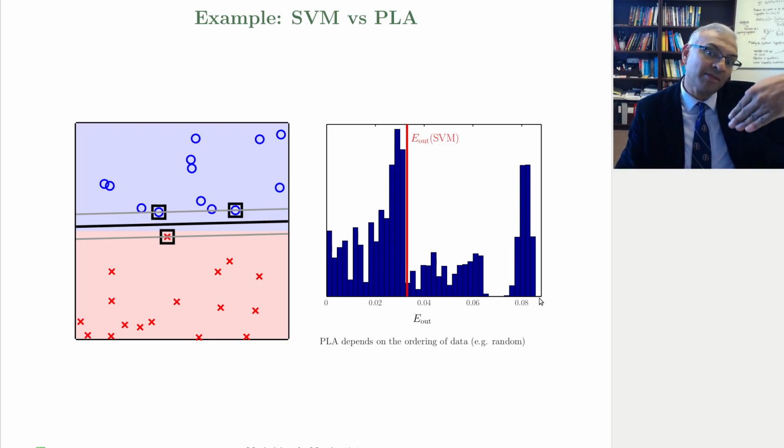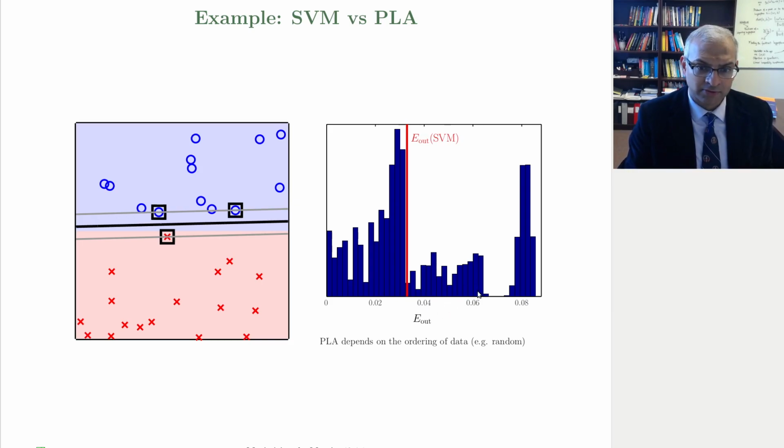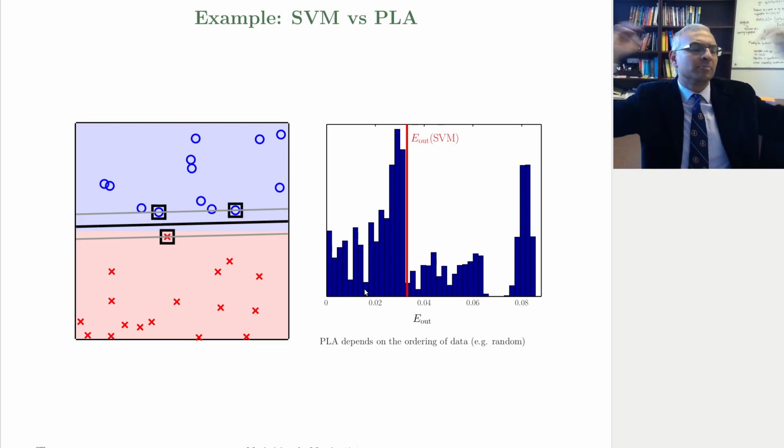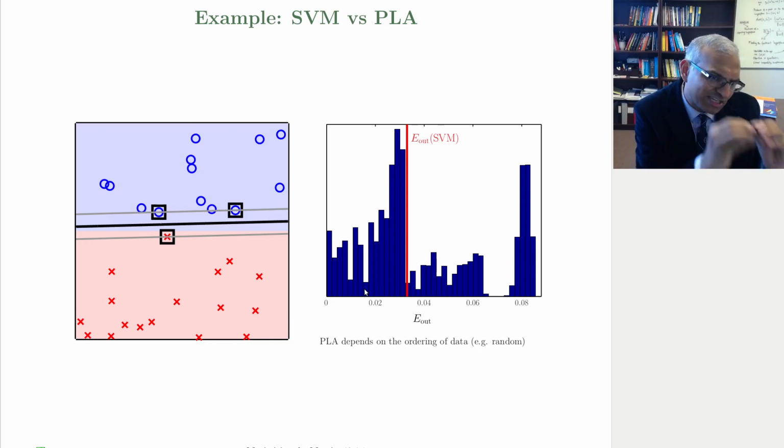And they're all separators. They all have the same E in. So the support vector machine is this nice, stable, robust classifier. And the PLA would give us this array of classifiers, final hypotheses with a wide variety of out-of-sample error. That's just a comparison of the support vector machine with the perceptron learning algorithm. Both of them produce a separator. The support vector machine is in some sense the most robust.